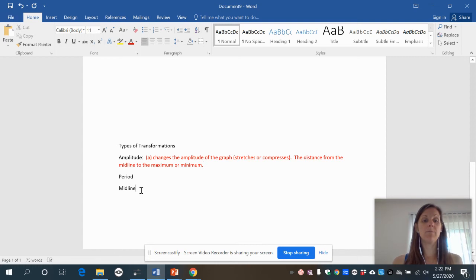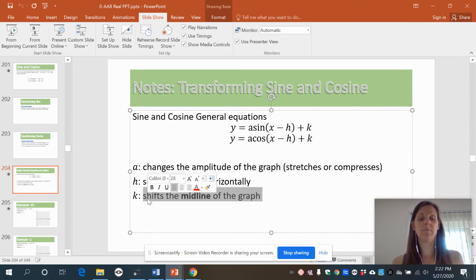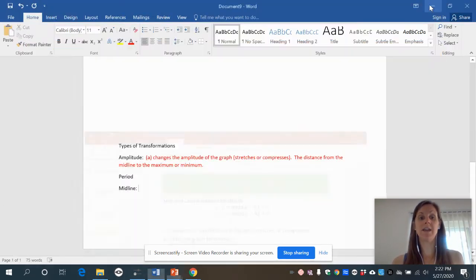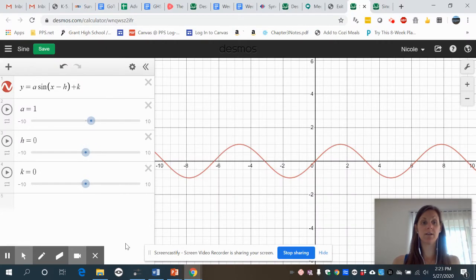Next, I'm going to type in what the midline is. I like that definition a lot right there. It shifts the midline, so it's the value of k, and it shifts the midline of the graph. Okay. And we'll talk about period in a second. So that's really cool that it can do that stuff.